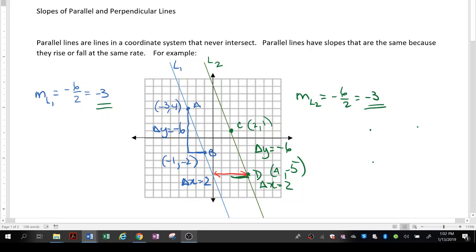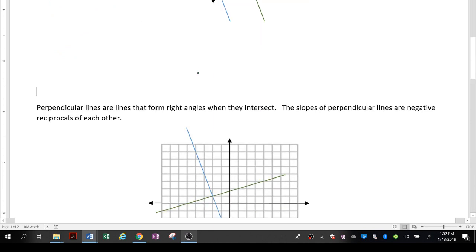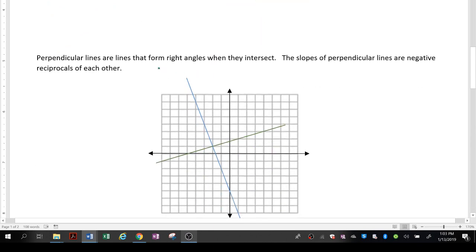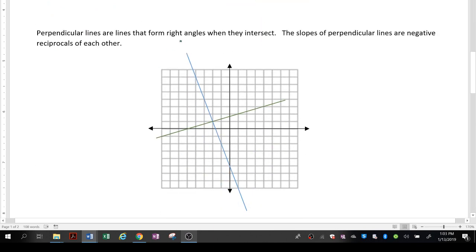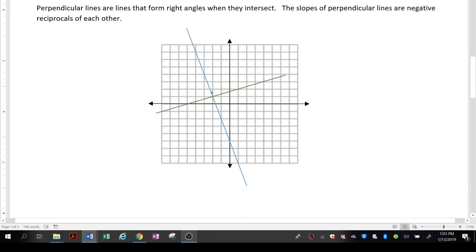Now let's take a look at the slopes for perpendicular lines. Perpendicular lines are lines that intersect at a right angle. So here, this is where these two lines intersect, and this is a right angle. You could draw a little square between them to show that that is a right angle. The slopes of perpendicular lines are negative reciprocals of each other. Let's go ahead and take a look at that.